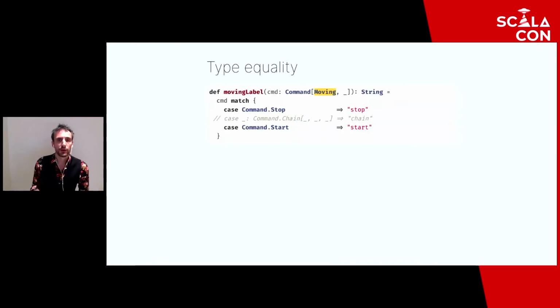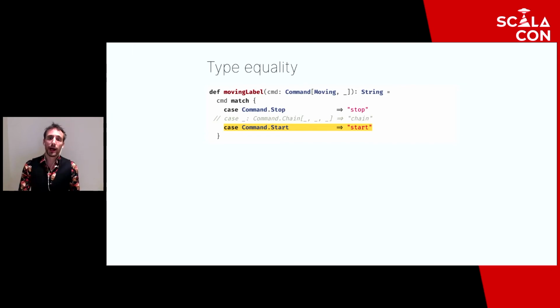And finally, if you look at moving label, the way this actually works is the compiler knows that the first type parameter of command must be equal to moving. And in the case of chain, well, the compiler cannot find a proof that the first type parameter of chain is not going to be equal to moving. In fact, it can, because a compound command of stopped followed by start will have the first type parameter of moving. So not being able to prove that this is an impossible scenario, the compiler is going to demand that you do it. And here, the compiler is going to know that moving is not equal to the first type parameter of start, because that is idle.